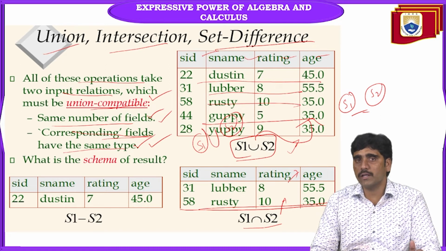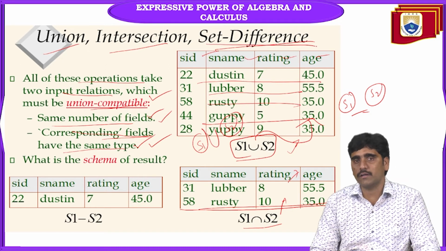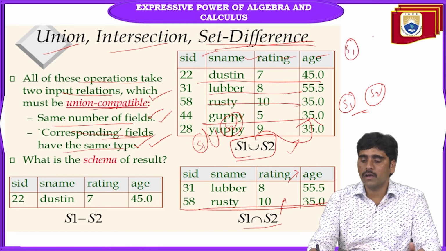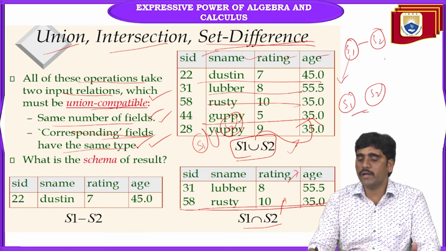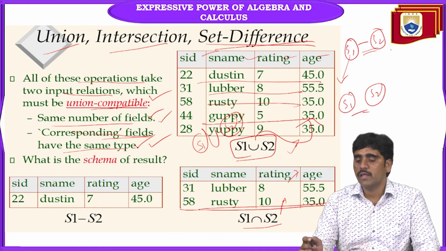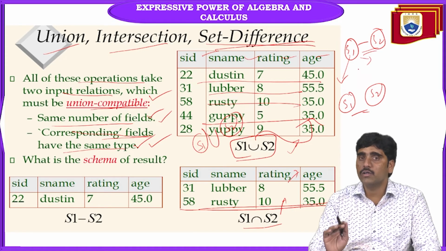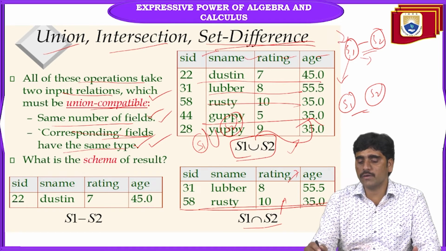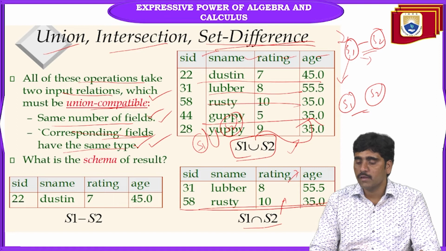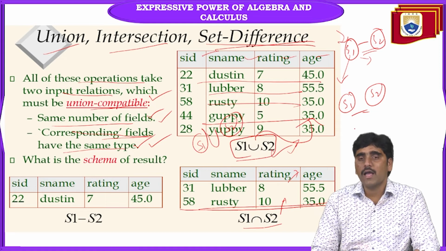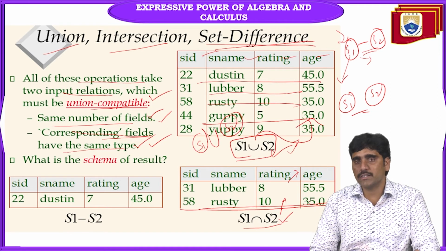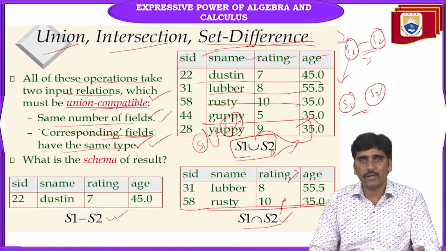And next one, S1 minus S2. That means the set difference operator. So S1 minus S2 means it displays only the S1 values, excluding all the S2 values and excluding duplicates also. It displays only the values from S1. So for union, intersection and set difference, you can write directly S1 union S2, S1 intersection S2, and S1 minus S2. This is the way you can understand union, intersection and set difference operators.